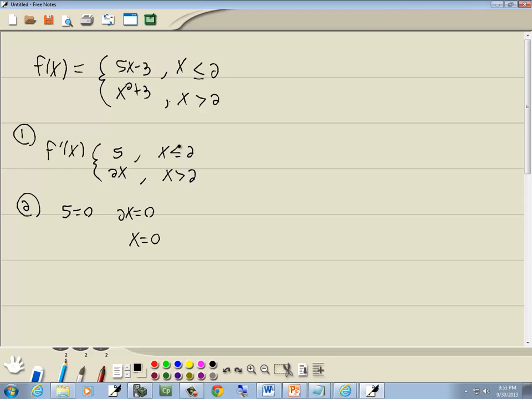Now, by default, the number on your condition, when I say the number on the condition, I'm talking about this right here, that number is by default a critical number. You always want to check it. So we're going to put x equals 2 down here also.